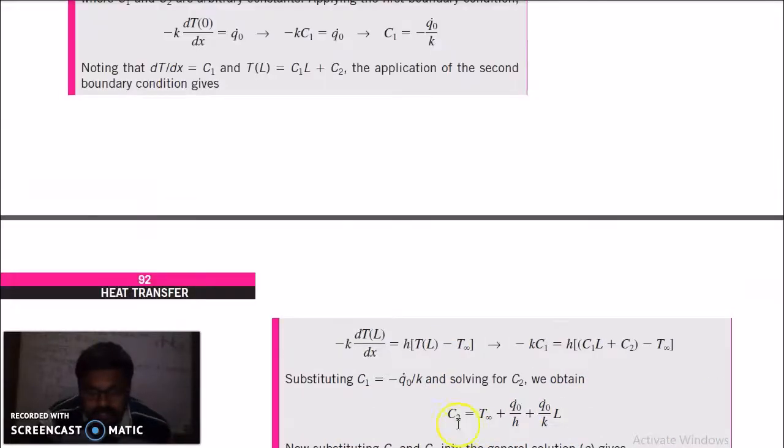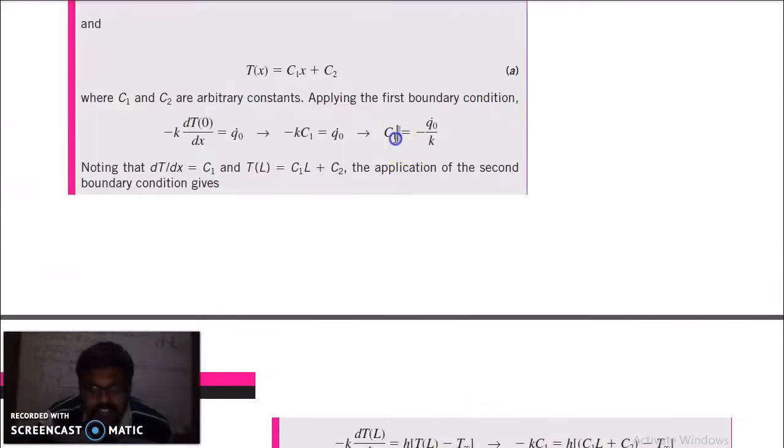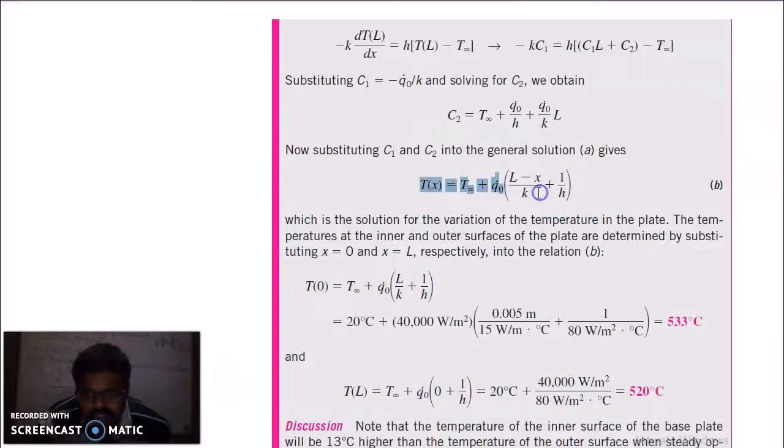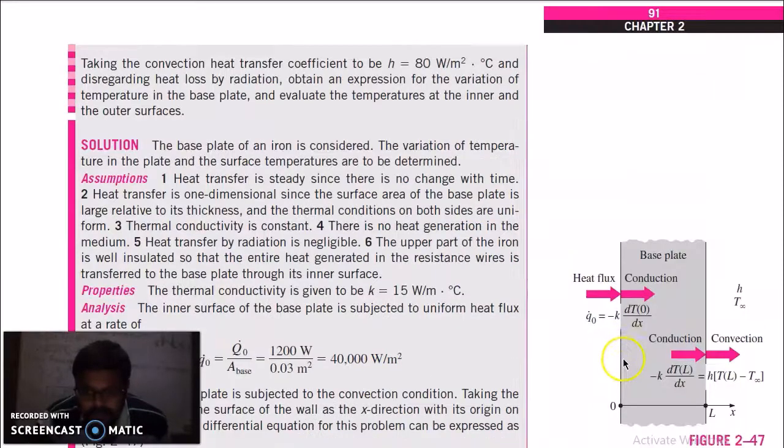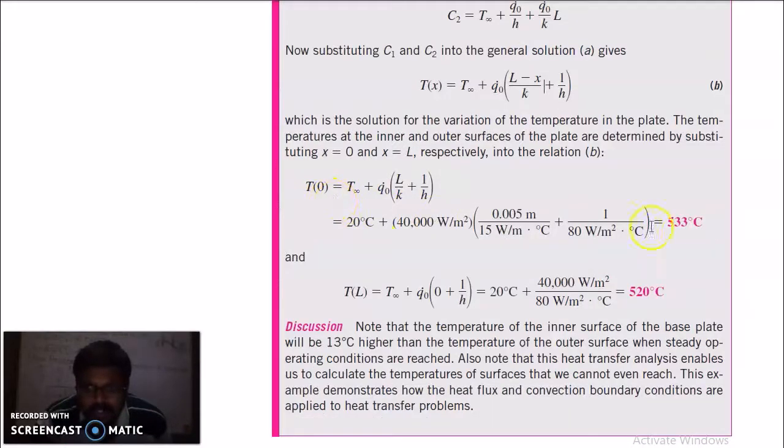Put this value of C2 and C1 in this equation, you will get this equation. Now T infinity is known, Q is known, that is heat flux, L is known, that is length of the plate. To measure the temperature on this side of plate, put x is equal to 0, and on this side of plate, put x is equal to L. So T naught is equal to 533 degrees Celsius and TL is equal to 520 degrees Celsius.